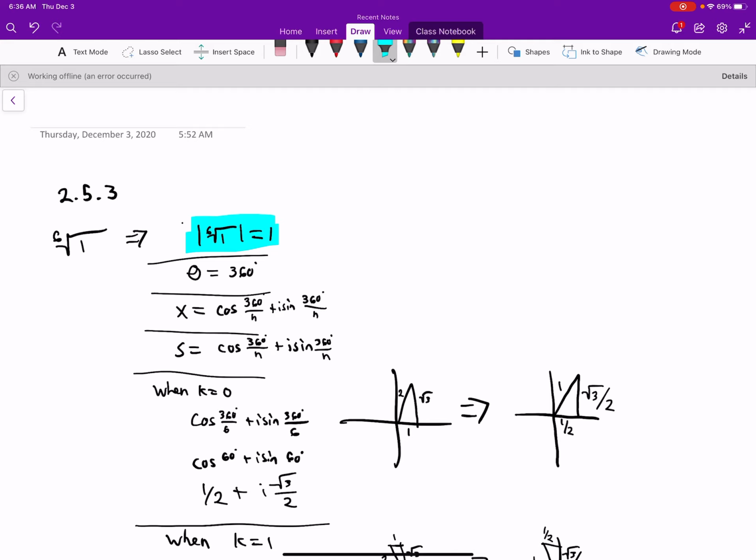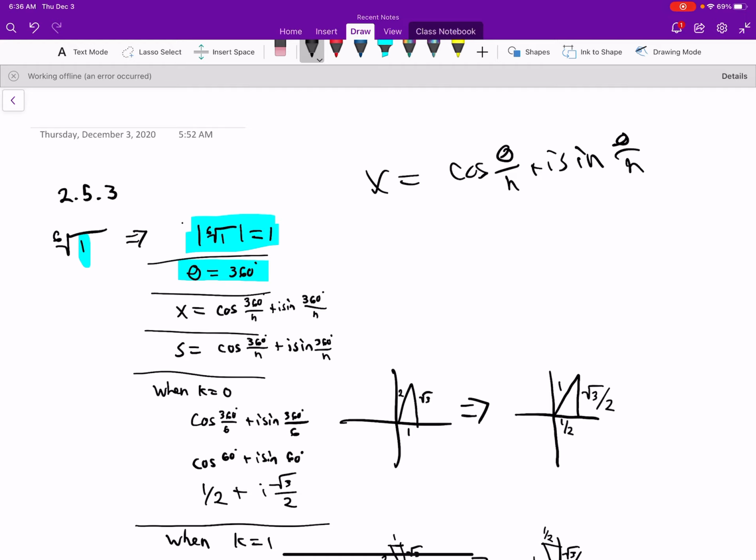So first find the angle. The angle of 1, what's inside of this thing, that's going to be 360. Then find the x value. We talked about that before. So x is going to be cosine theta over n plus i sine theta over n. And that's also on page 20.